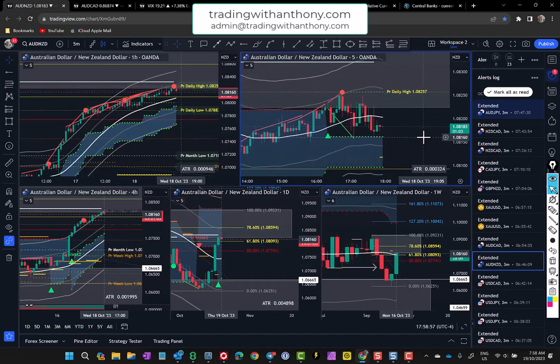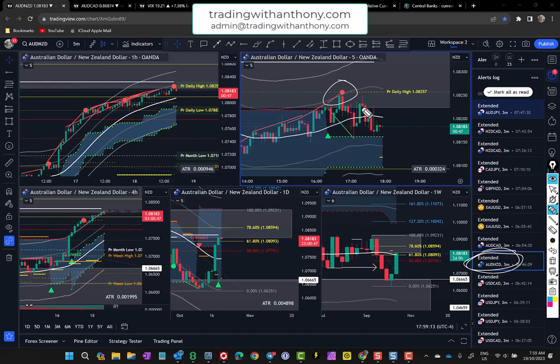What brought me into the chart was this alert down in here, Aussie Kiwi on the 3-minute chart. I think this one here might be the 5. We'll go down to the 3 and have a look, and we've got a red dot on the 3, might even have a couple. But that's what brings me into the chart, the alerts on the 3M. Look at all these opportunities here in the alerts log.